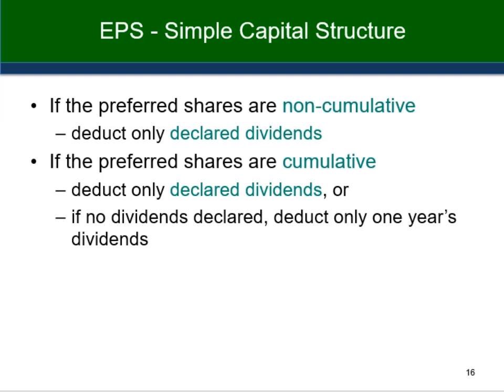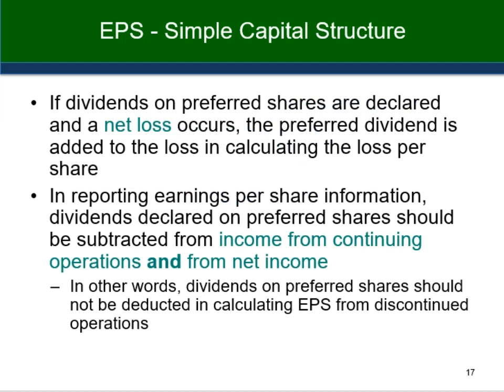So when a company has both preferred and common equity instruments outstanding, the preferred dividends for the current year are subtracted from net income to arrive at income available to common shareholders. If dividends on preferred shares are declared and a net loss occurs, the preferred dividend is added to the net loss for purposes of computing the loss per share. So it increases the amount of the net loss. Okay, which we just said.